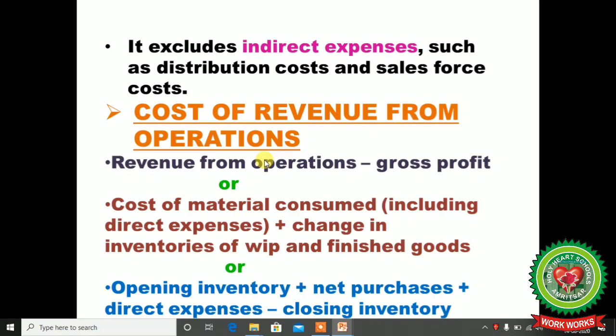How to find out the cost of revenue from operations? Revenue from operations minus gross profit. The second formula: cost of material used including direct expenses, plus change in the inventories of work in progress and finished goods. And the third formula is opening inventory, add net purchases, plus direct expenses, minus closing stock. So these three formulas are available to find out the cost of revenue from operations.